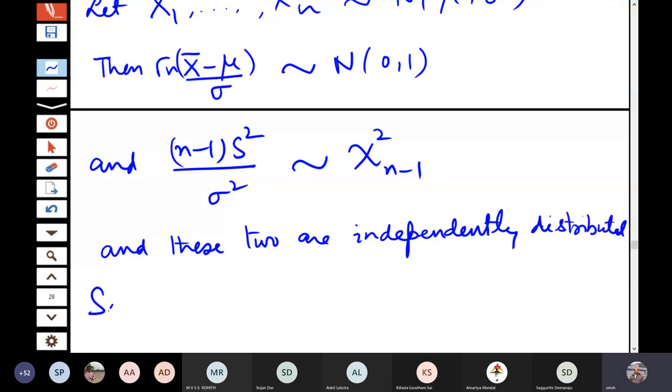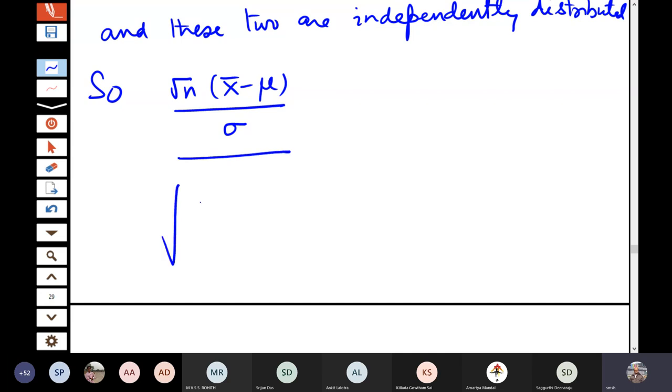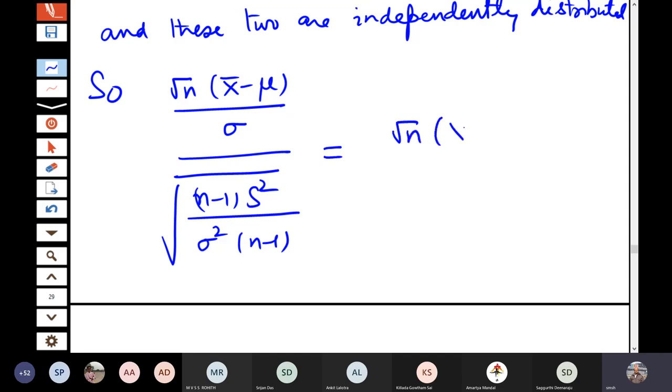So by the definition of the T, root n (x bar minus mu) by sigma divided by square root of (n minus 1) s square by sigma square into n minus 1, that is nothing but root n (x bar minus mu) by s, that follows T distribution on n minus 1 degrees of freedom. So this establishes the T distribution also as a sampling distribution.